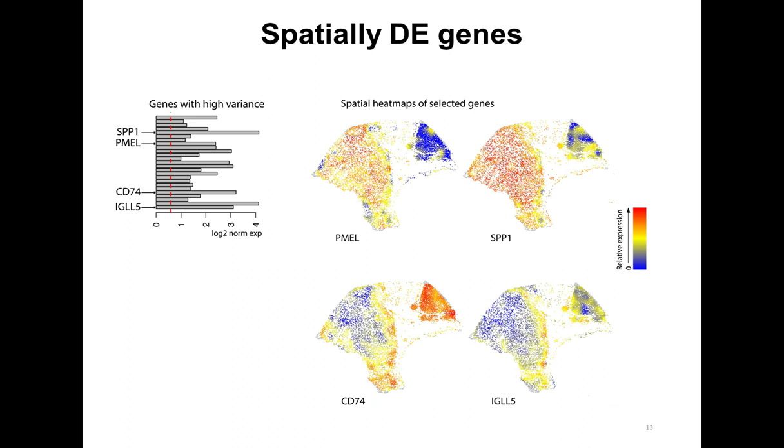We then looked into what genes were differentially expressed and had the highest spatial variance and visualized them as heat maps. These are some examples. PMEL and SPP1 are both melanoma markers, and these are clearly enriched in the tumor site. I mentioned that CD74 is associated with better outcome, and here we can see that this gene is highly expressed in the lymphoid tissue furthest away from the tumor, whereas IGLL5, which is also immune-related, is mainly expressed in close proximity to the tumor in the transition area.